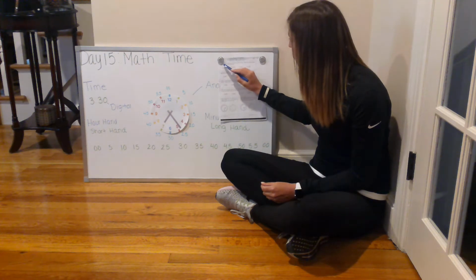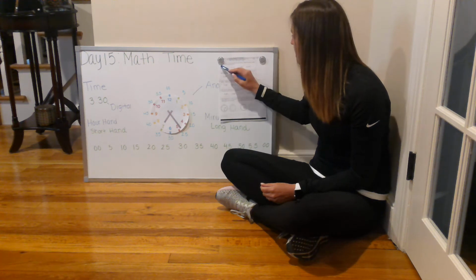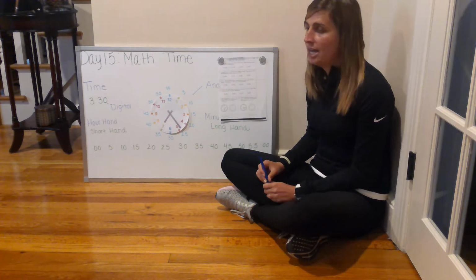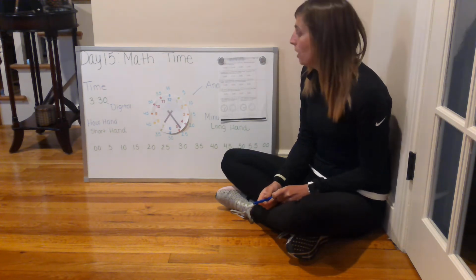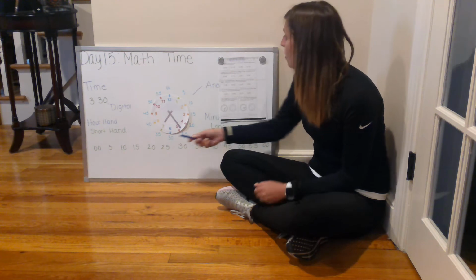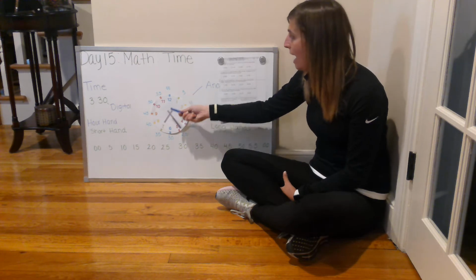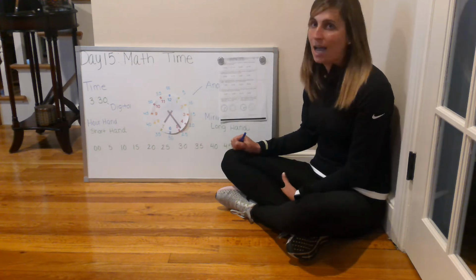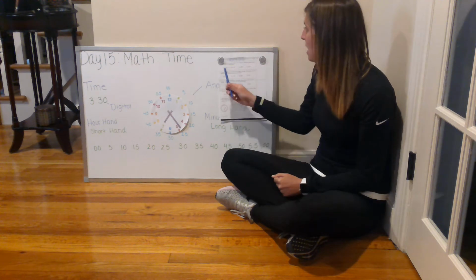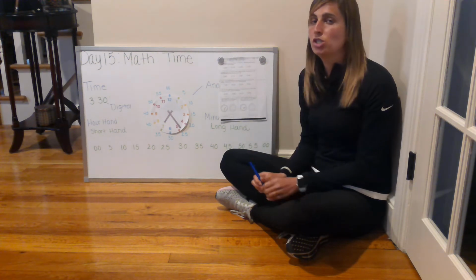It says, recess starts at noon and lasts for a half hour. What time does recess end? Circle the correct time. So recess starts at noon and it lasts for a half hour. We learned and practiced last week that a half hour is 30 minutes. So if we know that the hour is 12 and the half hour is 30, what time is that? If the hour is 12 and the minutes is 30, what time is that? 12, 12:15, 12:30, or 12:45? I want you to circle your answer.